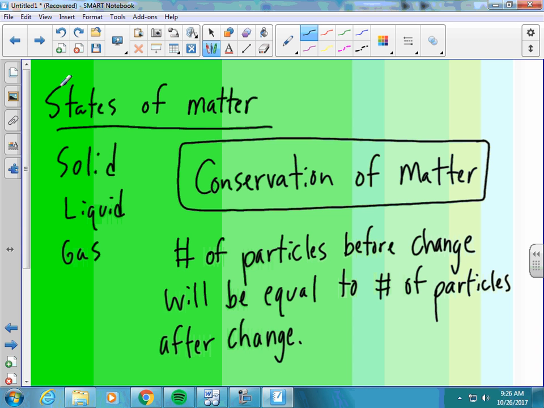So when we have reactions, we're not going to see something just be there and then disappear because of the change. We're not going to see particles just appear from nowhere. And we know that measuring the amount of particles, what type of measurement is that when we measure just the amount of particles? What is that called? Mass.